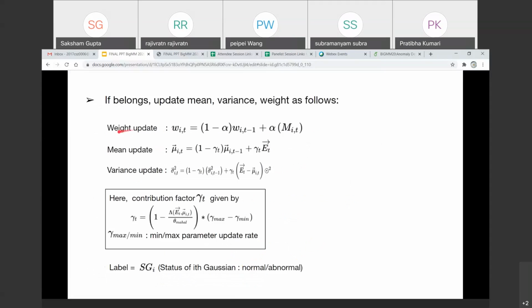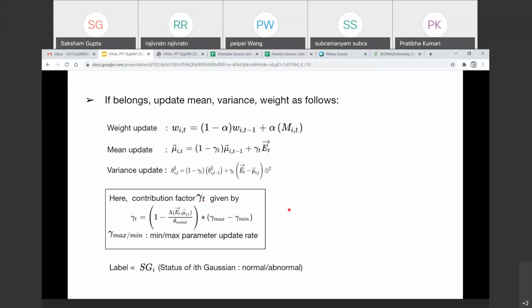After this matching, we update the parameters of the mixture. The weight of each Gaussian is updated using the following equation. The alpha is the weight update rate, and m is either 1 or 0: 1 for the matched Gaussian and 0 for the non-matched. W is the previous weight of that Gaussian. And we update the mean and variance of the matched Gaussian only using this equation. This considers the previous parameters as well. And we have gamma t, which is a contribution factor, and it is inversely proportional to the Mahalanobis distance. Means the point which is far from the mean should contribute less.